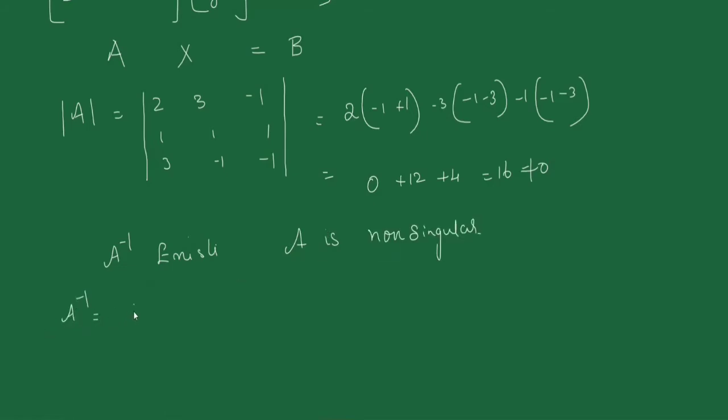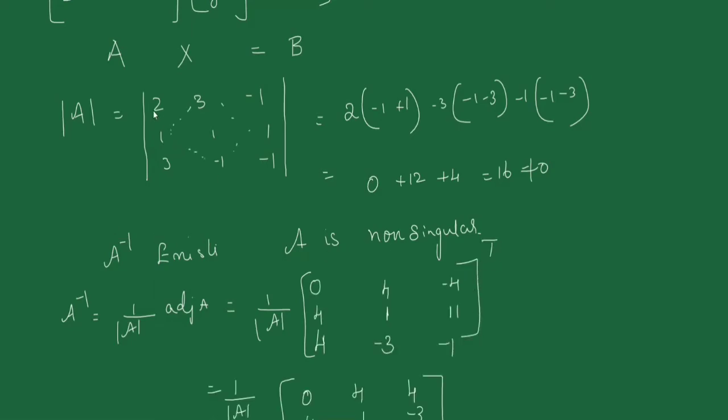The A inverse formula is 1 by determinant of A into adjoint of A. So 1 by determinant of A, we have to find the cofactor matrix, then take the transpose of it. So what is a cofactor matrix? What is the cofactor of 2? Minus 1, minus of minus 1, that is 0. Cofactor of 3 is minus 1, minus 3, so minus 4. In this place you have to change the sign, so minus 4 will become plus 4. Cofactor of minus 1 is minus 1, minus 3, that is minus 4.